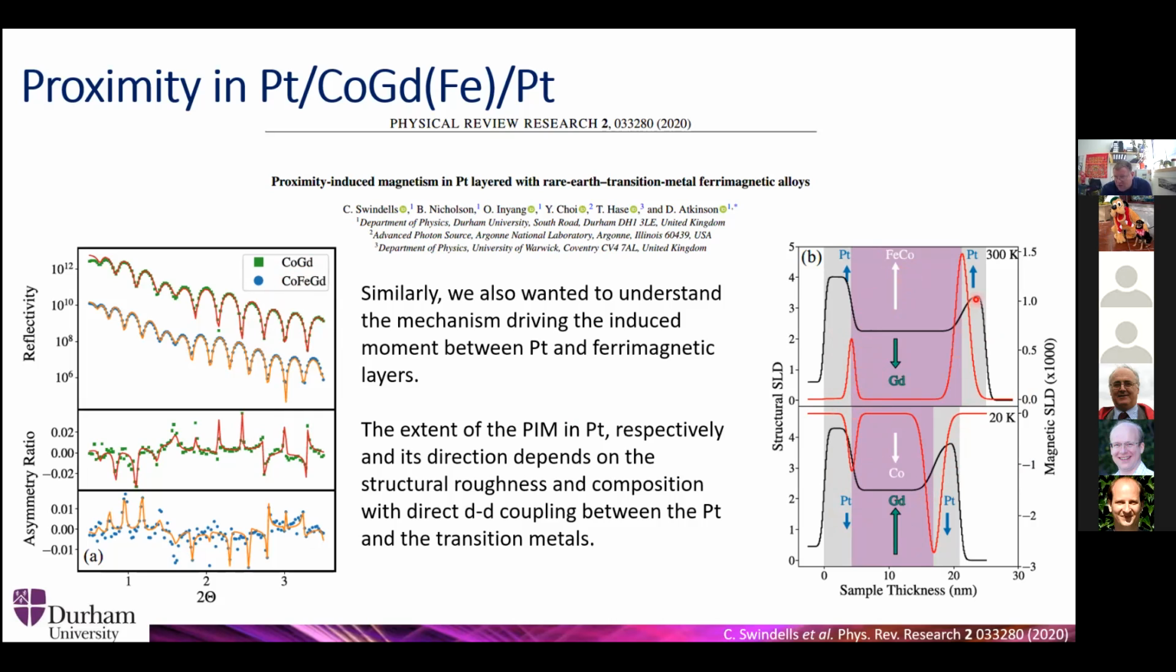And subtly here, you can see that where we have a rougher interface at the top of the sample, at the top of the transition metal layer, we have a higher induced moment and a broader width of induced moment.